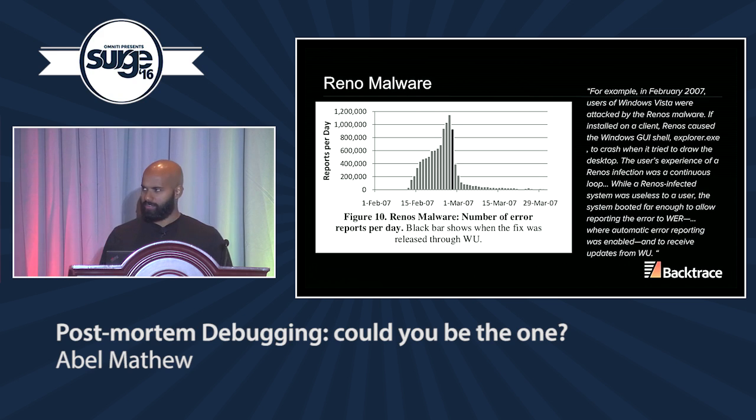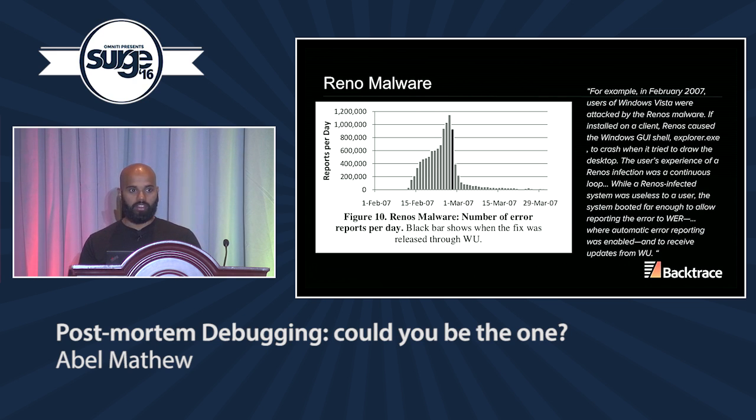Basically, in 2007, they had this really bad malware that they called Reno. And what this malware would do is it would actually cause your GUI to crash, and then when it would attempt to restart, before it would actually be able to fully restart, it would crash again. So you're kind of in this endless loop of crashing.